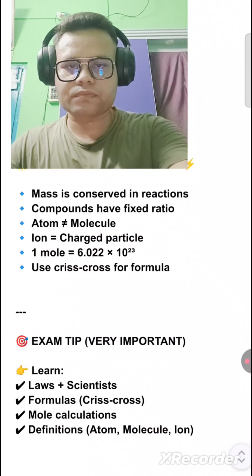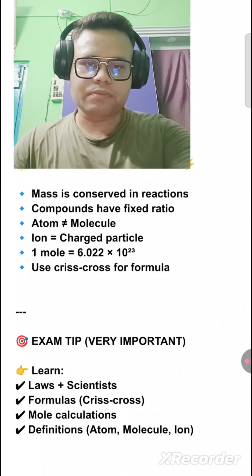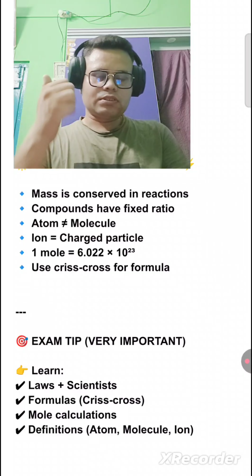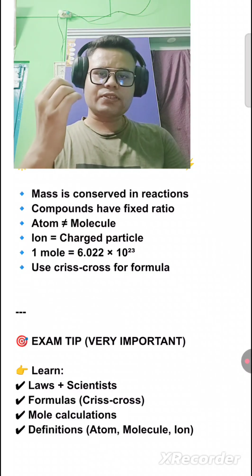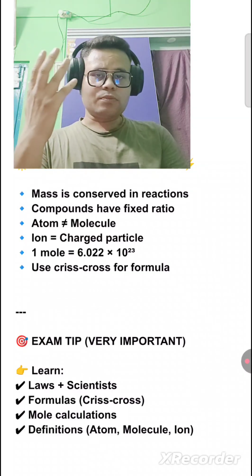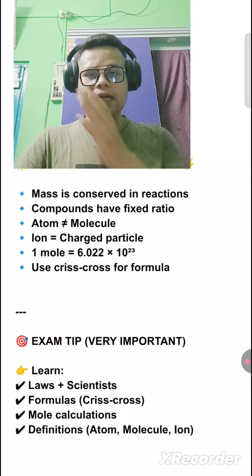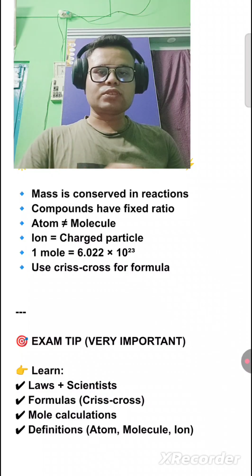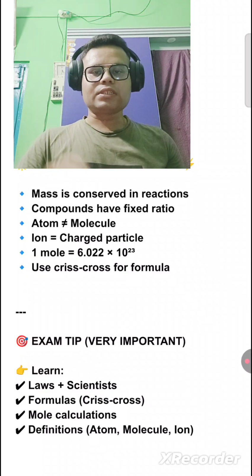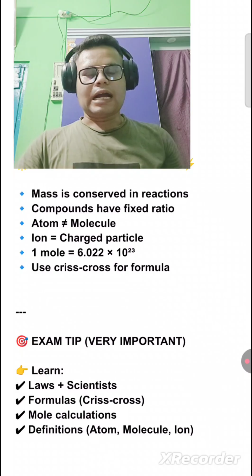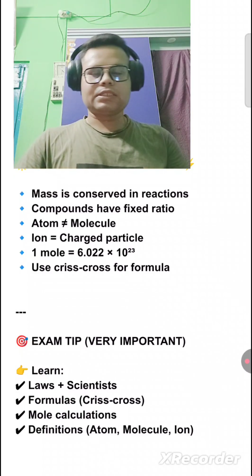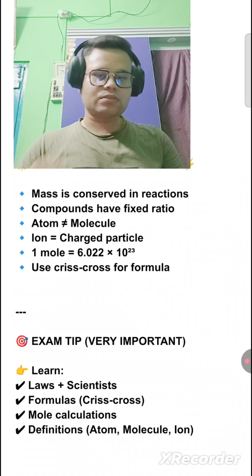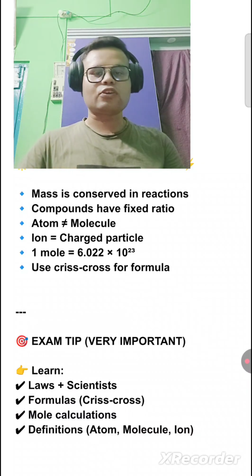After that, a quick revision for the examinations. First, mass is conserved in reactions. Second, a compound has a fixed ratio. Third, an atom is not the same as a molecule, and an ion is a charged particle. For example, 1 mole equals 6.022 times 10 to the power 23, and use the criss-cross formula. Exam tips, very important: what we learned, laws and scientists, formulas, the criss-cross, mole calculations, and definitions of atom, molecules, and ion.